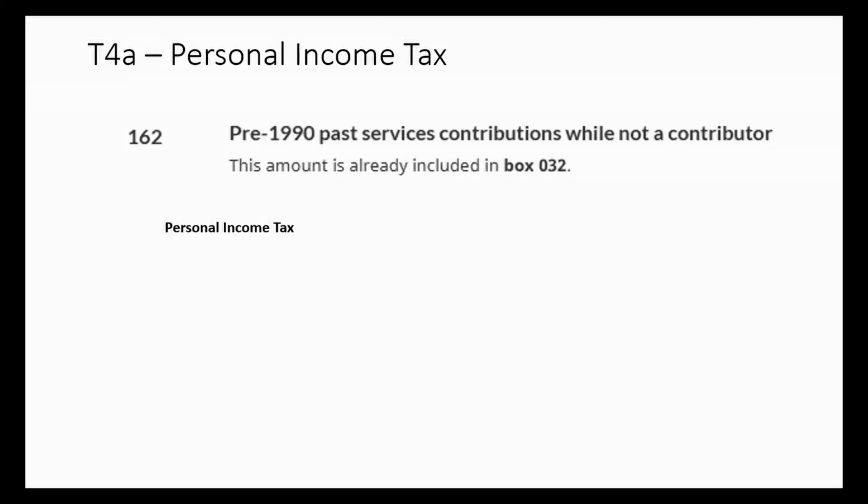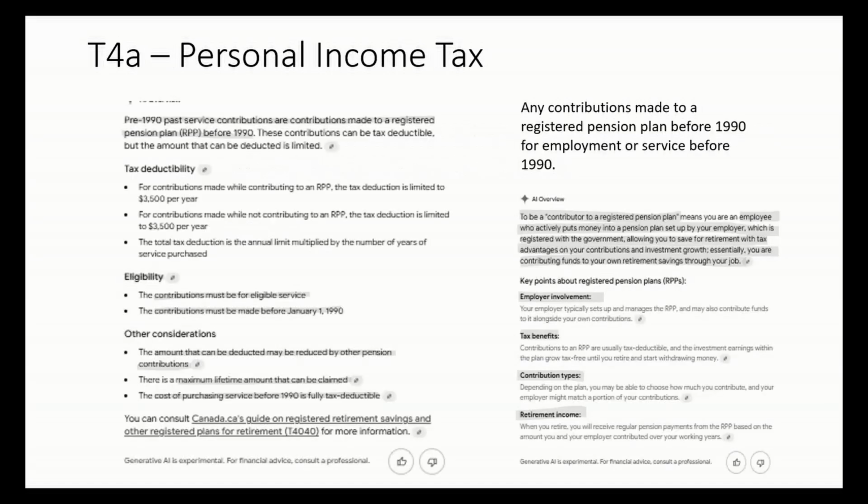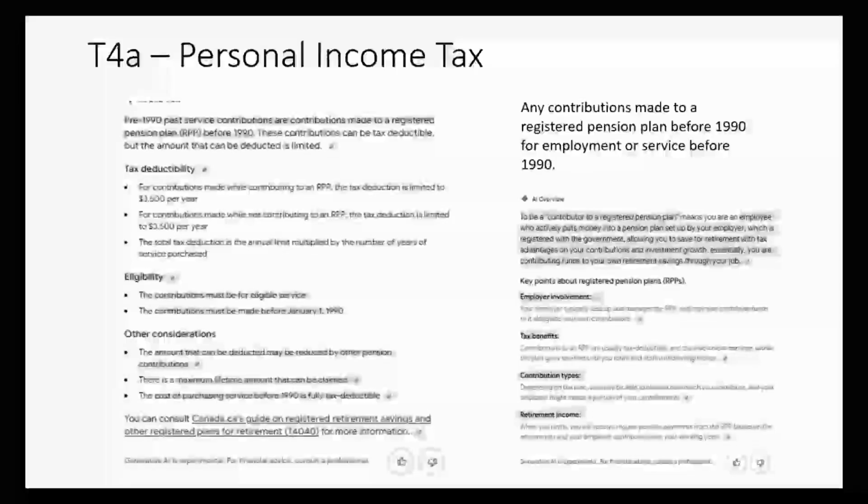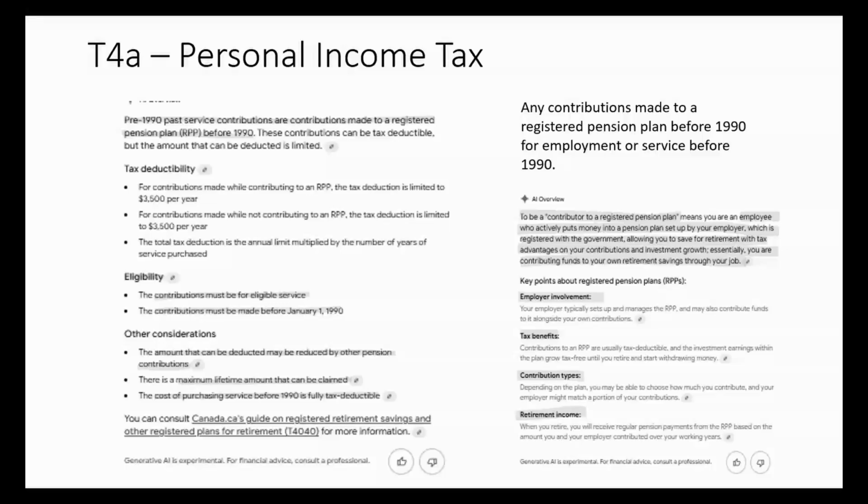Code 162, pre-1990 past services contributions while not a contributor. This amount is already included in box 32. So any contributions made to a RPP before 1990 for employment or service before 1990.